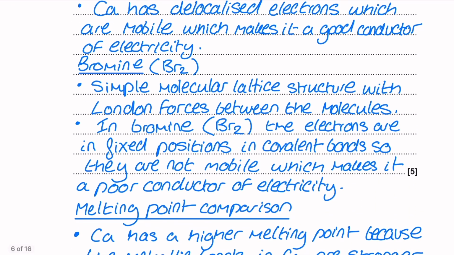Bromine. Bromine is a simple molecular lattice structure with London forces between the molecules. Lots of people forget to mention this. I would emphasize it. In bromine, and if you're going to talk about bromine, either use its name or use the correct formula, don't just write Br. The electrons are in fixed positions in covalent bonds. So here I'm going to contrast the electrical conductivity. So they are not mobile, which makes it a poor conductor of electricity.